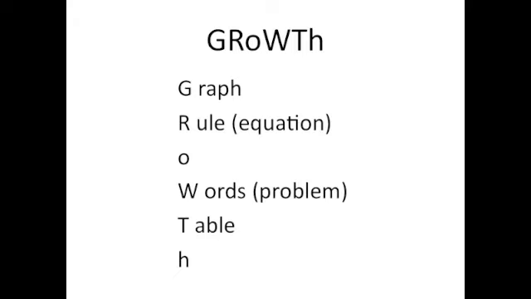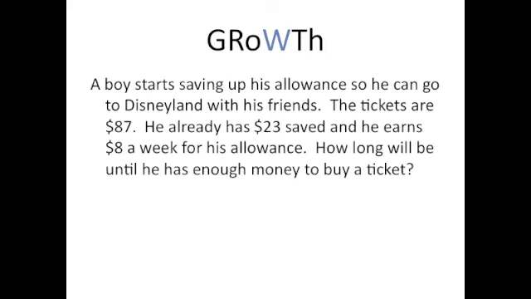You can learn more about a function by looking at the 4 faces of a function, or GRWT. GRWT stands for graph, rule, words, and table. Rule is the equation of your linear function, and words is the problem. Let's begin with words. An example of words for a linear function is a boy starts saving up his allowance so he can go to Disneyland with his friends. The tickets are $87. He already has $23 saved and he earns $8 a week for his allowance. How long will it be until he has enough money to buy a ticket?